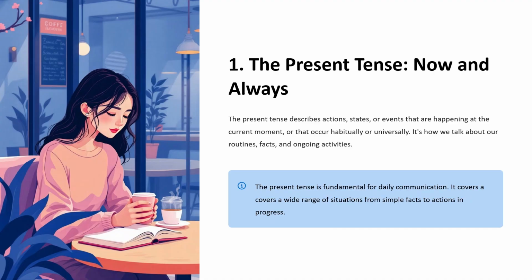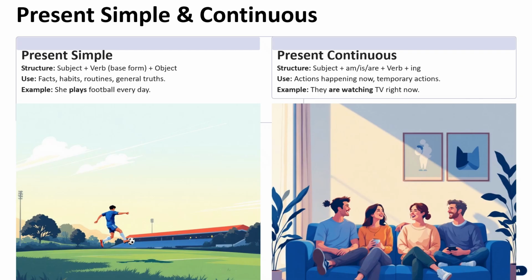Simple present. We use it for habits, routines, and general truths. Example: I play football every weekend. Present continuous. We use it for actions happening right now. Example: I am teaching you English tenses.